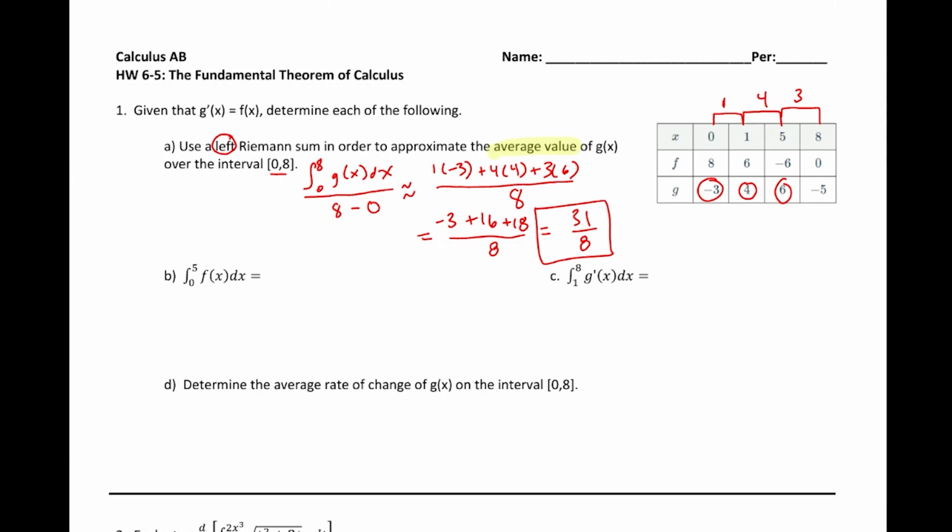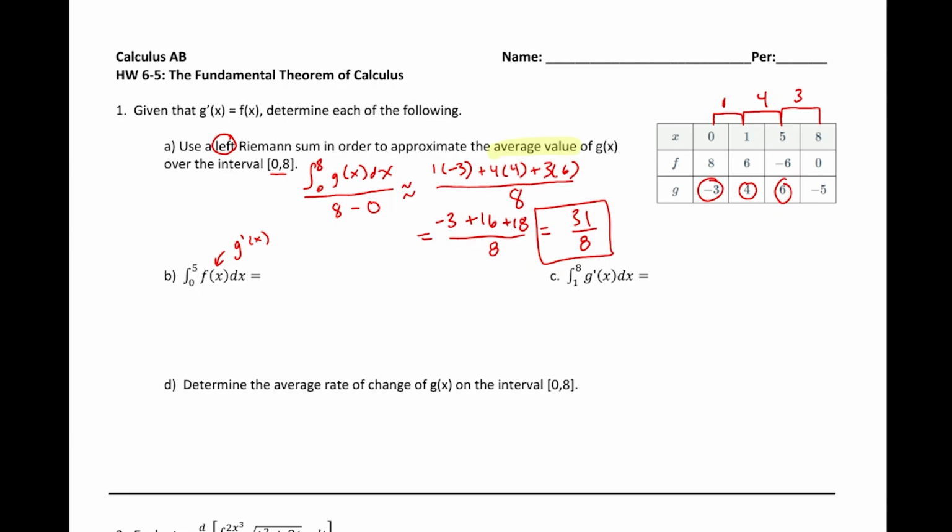So for part B, we've got the integral from 0 to 5 of f of x dx, and we still don't have really enough information about f of x to find that exactly, except for the fact that we know some information about its antiderivative. Now, since f is g prime, that means that g is the antiderivative of f. Okay, let me say that again. F is the derivative of g. So the antiderivative of f is g.